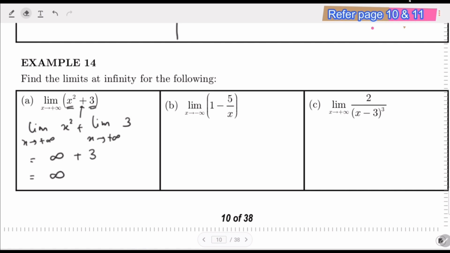B. Limit x approaches negative infinity for the function 1 minus 5 over x. So I'm going to use the property of limit. We have two different functions and the operation between them is minus. I would separate the two functions, becoming like this.